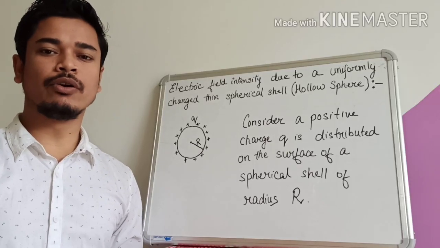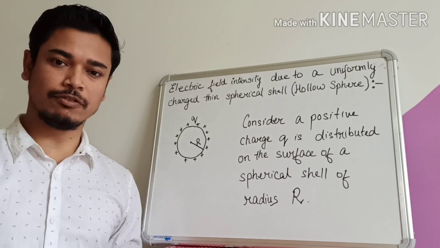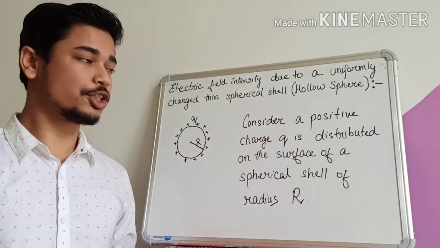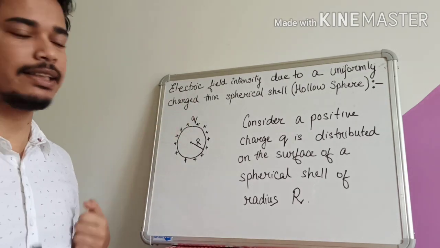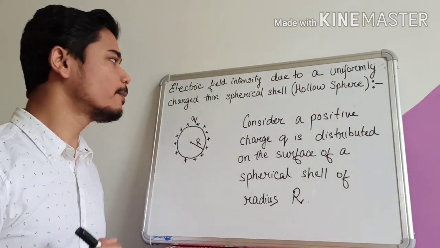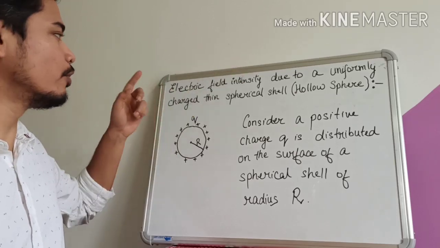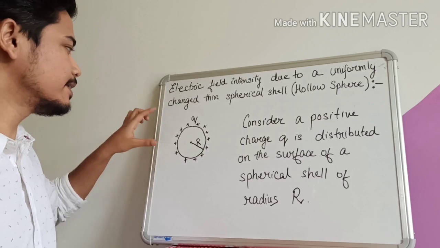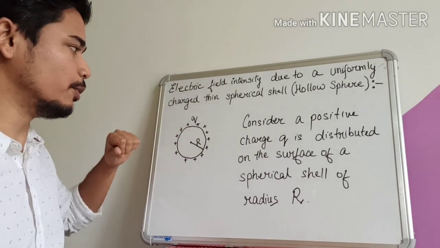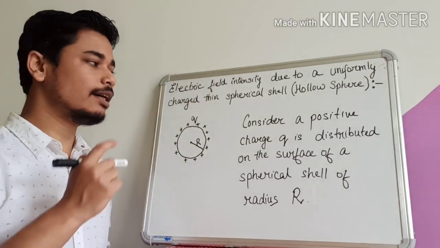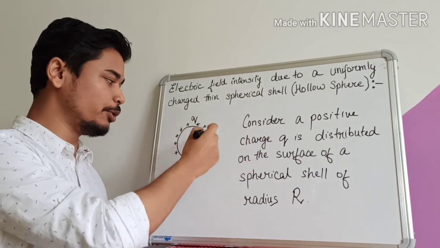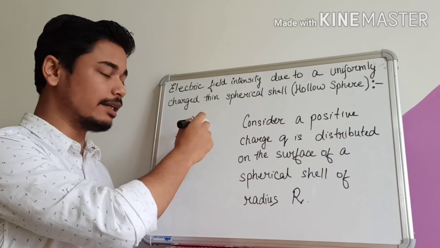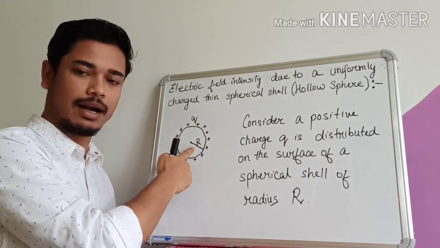In today's video, we are going to discuss one more application of Gauss law, that is the electric field intensity due to a thin spherical shell. Now, a thin spherical shell is nothing but a hollow sphere. For that hollow sphere, we are going to find the electric field intensity, and that sphere has a uniform charge distribution of Q. So here we consider a positive charge Q which is distributed uniformly on the surface of this hollow sphere. The radius of this hollow sphere is R, right?